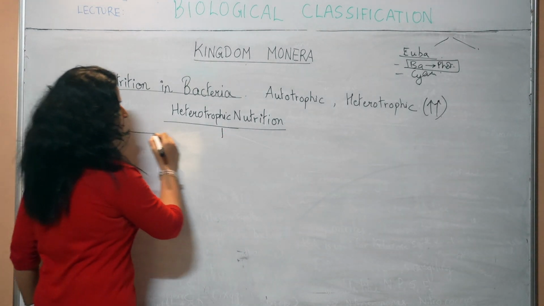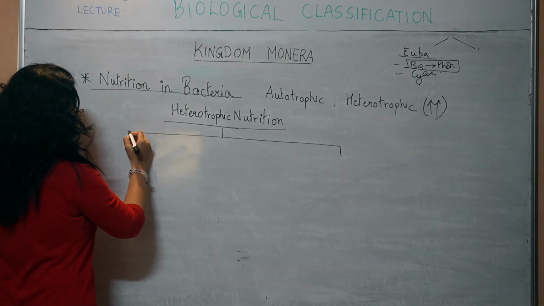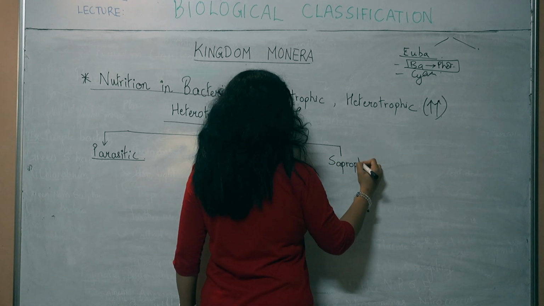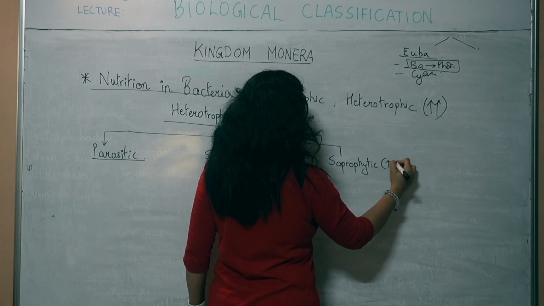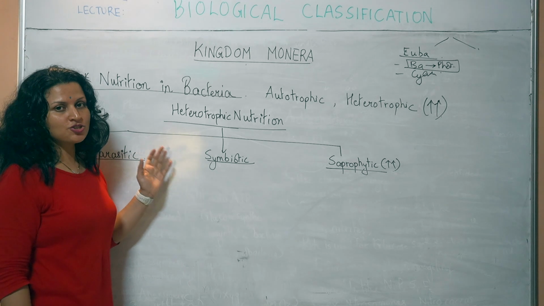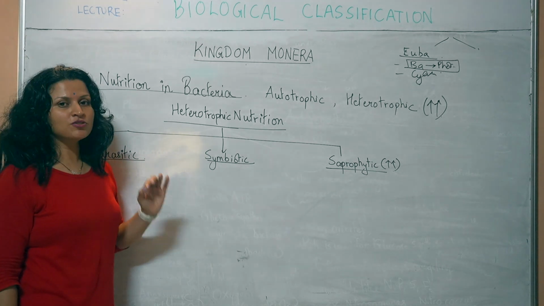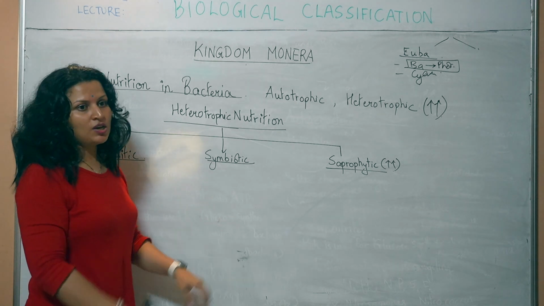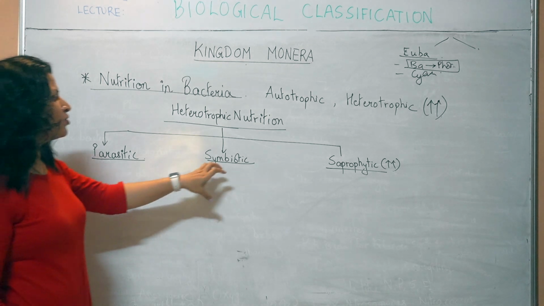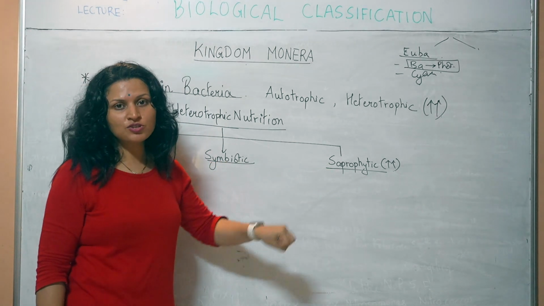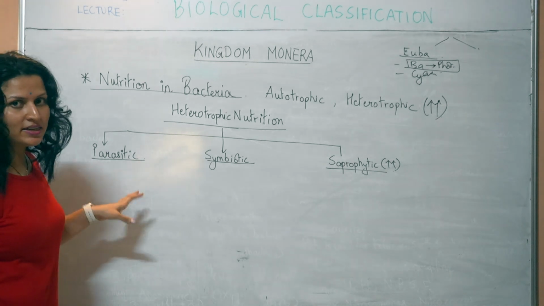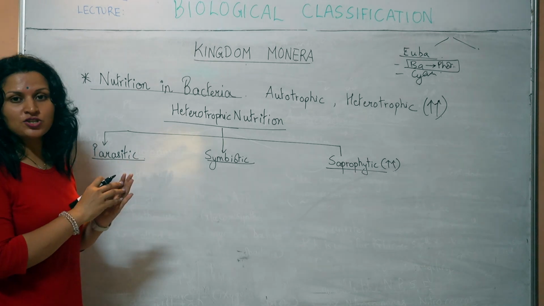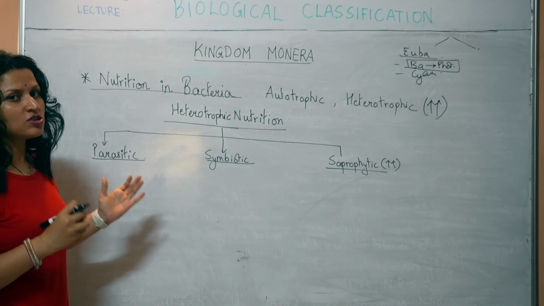Heterotrophic nutrition in bacteria can be divided into three different types: parasitic, symbiotic, and saprophytic, wherein saprophytic nutrition is the most abundant. Now you know the difference between autotrophic nutrition and heterotrophic nutrition is that in heterotrophic nutrition the organism depends on ready-made food from some source. So based on the source from whom these bacteria absorb their nutrition, they have been divided into these three different types. In case of parasitic nutrition, the source of the nutrition is a living host from which it draws nutrition.